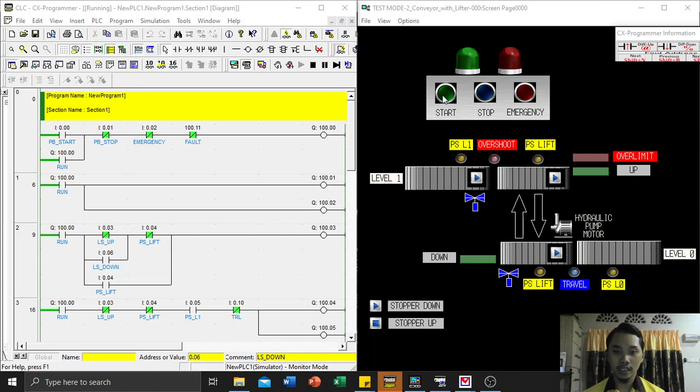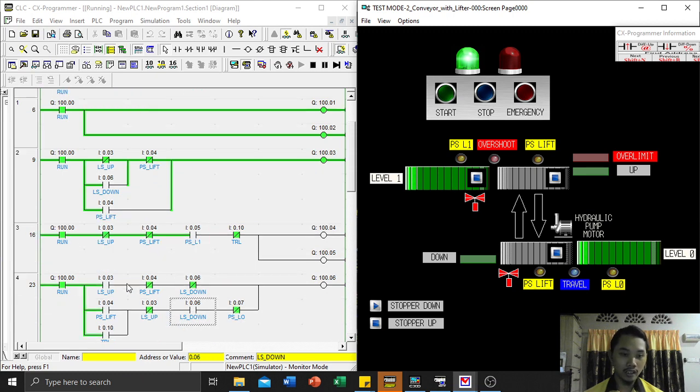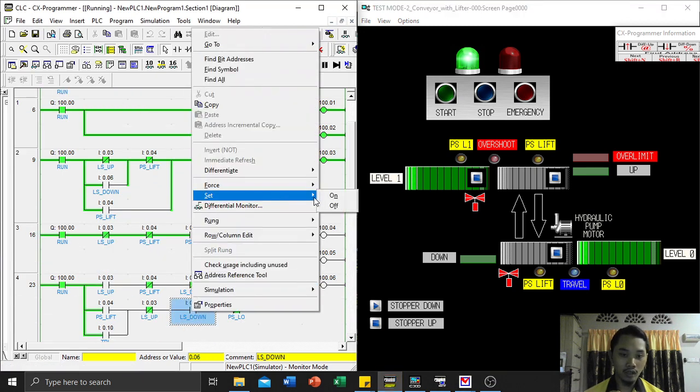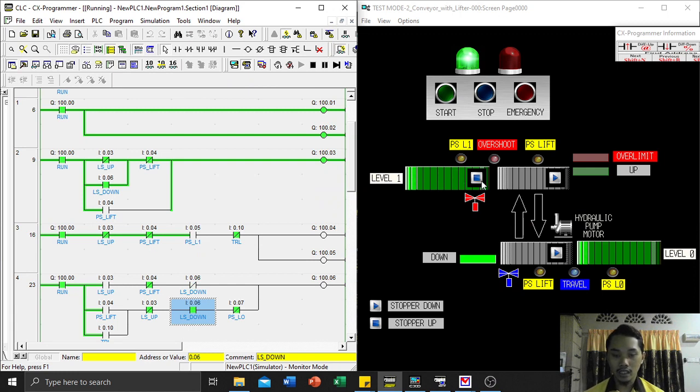For start, we just press the start button, and then we can see the system is starting, and the green indicator for running is on. We can see the conveyors for level 1 and level 0 are running, which is when the conveyor changes from gray to green. From here we can see the actual condition: the limit switch down for the lifter will be on. You can see the stopper for the conveyor at level 1 is up, and the stopper at the table lift is down.